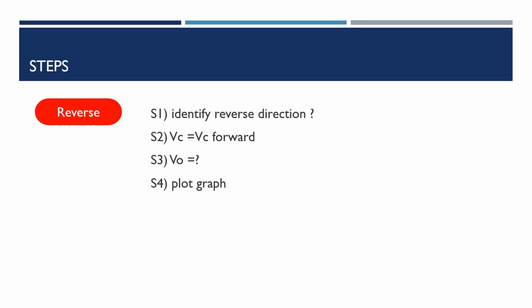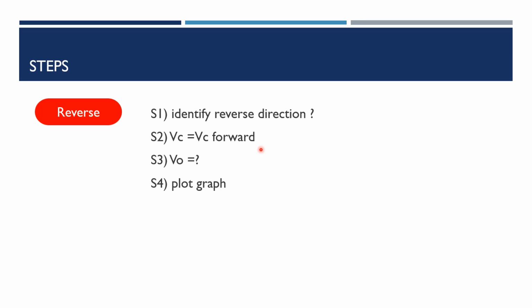For the next step, we need to identify the reverse condition. So again, the first step for the reverse condition is we identify the direction, either at the positive cycle or at the negative cycle. Then for the second step, we need to find out the value of VC. Here, we can say that VC in the reverse condition is equal to VC during the forward condition.